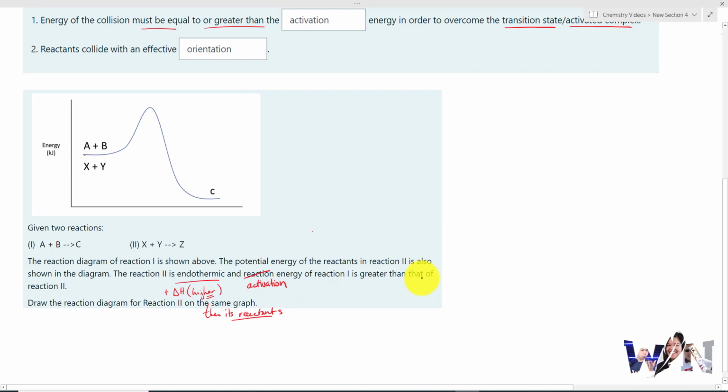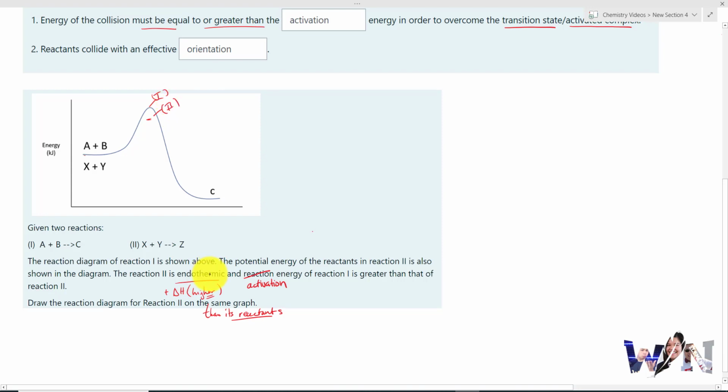That's very important, because here is reaction 1, and reaction 2 needs to be lower. So you can put it anywhere right there, as long as it's not all the way down here, because that wouldn't make sense. It has to be somewhere above this line. So I put it right there. This is the activation energy of reaction 2.